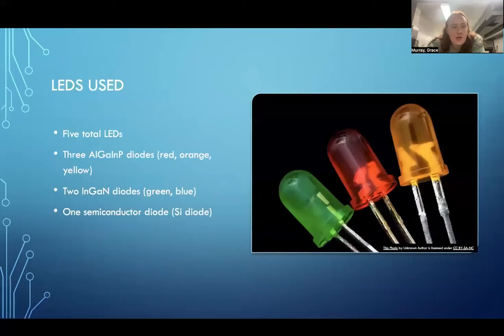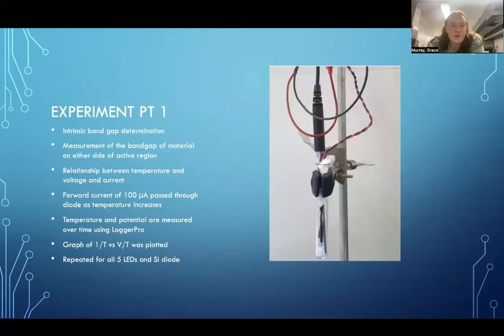So for this experiment, there were 5 total LEDs. There are 3 aluminum gallium LEDs, red, orange, and yellow, and then 2 indium gallium diodes, which are the green and blue, and 1 semiconductor diode. There are 2 parts of the experiment. There's the intrinsic band gap determination, which uses a temperature probe and the diodes hooked up to a circuit while the diode is heated to determine the intrinsic band gap. Logger Pro software was used to plot the relationship between the measured voltage and temperature. So all 5 LEDs and the silicon diode were analyzed using the setup seen on the right.